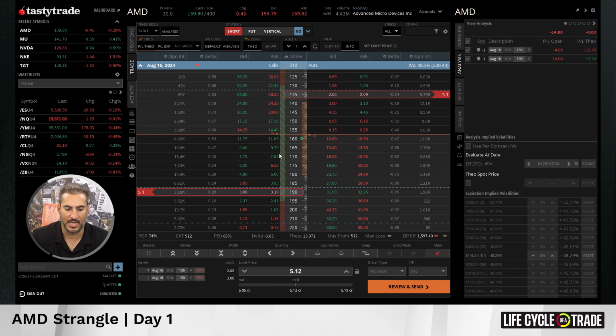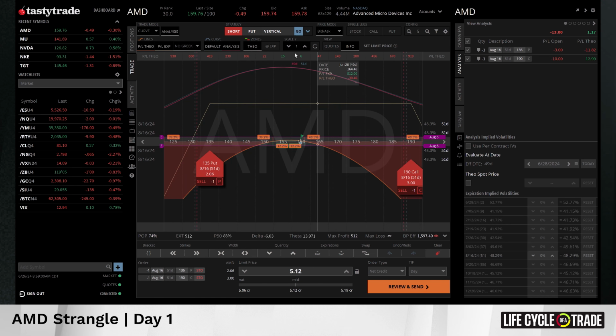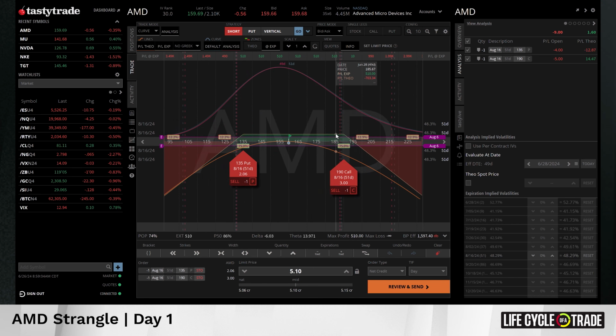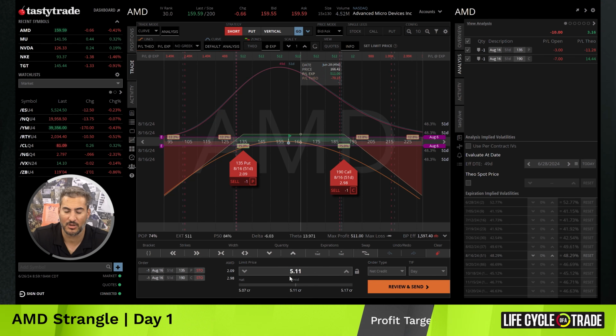So I'm looking at roughly a 1 standard deviation strangle. You can see pop is about 75%. When we look at the curve, our at expiration risk profile here, we've got roughly 30, 40 points on either side of the stock. So big wide range to hit over the next 50 days. $5 in premium. I'd like to get about $1, maybe $1.50 in profit out of this position. That would be my target for when I close or potentially roll out in time.